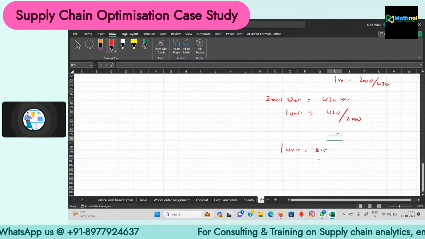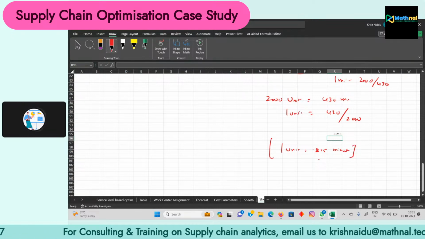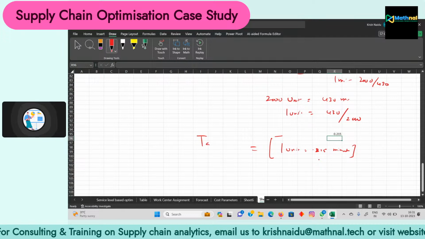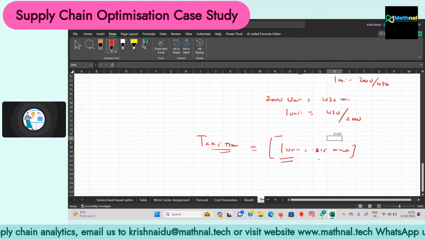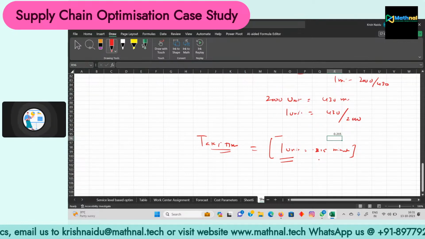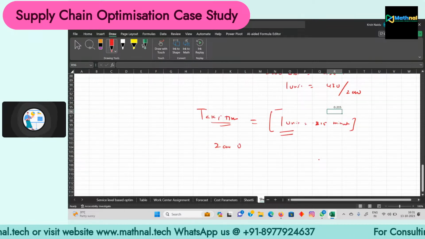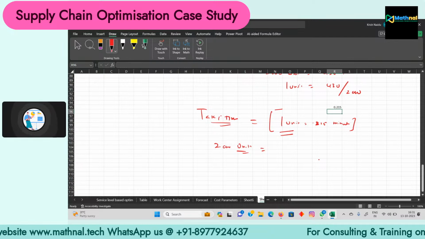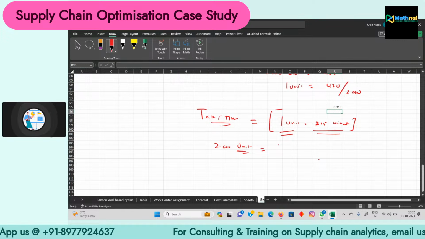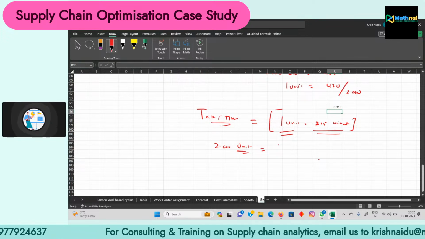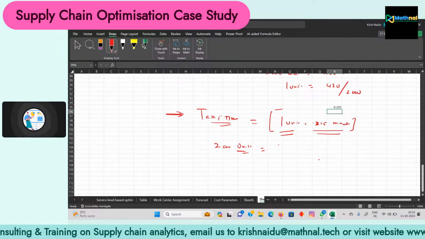One unit has to take 0.215 minutes, right? This is our takt time: how much time a unit should take as per customer demand fulfillment. If my customers are giving me 2000 units, I need to produce one unit in 0.215 minutes so that I will be able to deliver the goods to the customer on time. That is what we need to see.